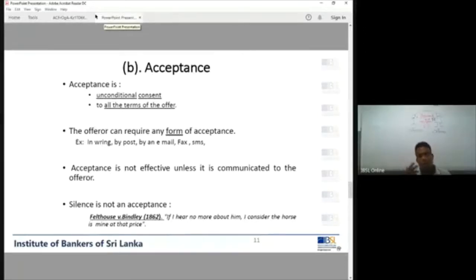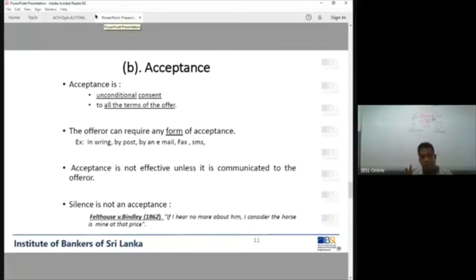Now, for example, this person, when he's making the offer to the offeree, puts a first condition: if you accept my offer, you have to send your acceptance by way of a letter. He puts another condition and says, if you don't reply to my offer, I consider that you have accepted it. In other words, if you are silent, then I consider that as an acceptance.